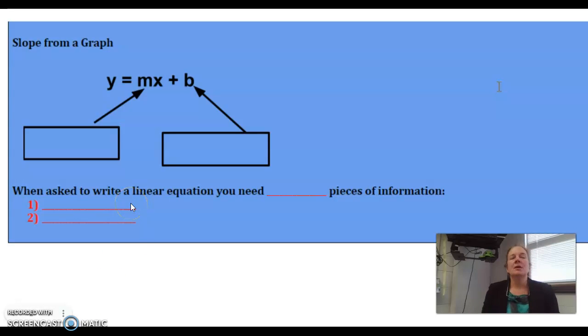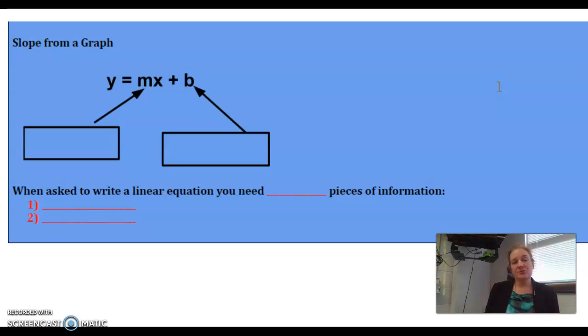So, hopefully you remember y equals mx plus b. This is the slope-intercept form. It is an equation for a line. So a line can be drawn on a graph, but there's also a mathematical equation that can represent that line. So looking at a line on a graph is one way of saying it, and looking at the mathematical equation is another way of saying it.